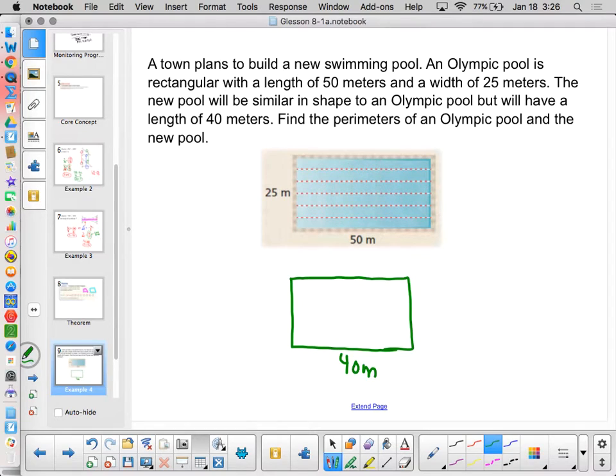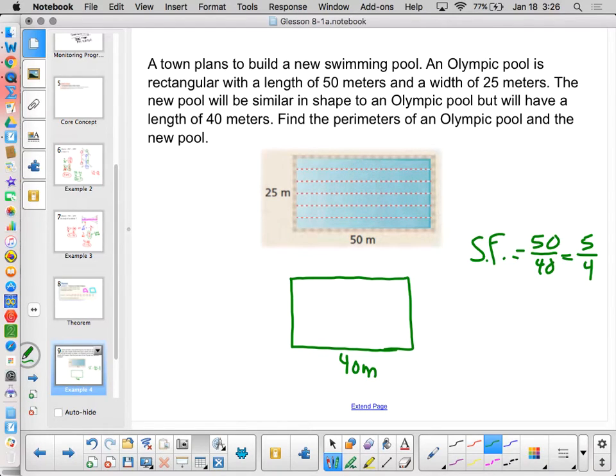So if it has a length of 40 meters, the scale factor is going to have to be 50 to 40, which of course reduces to 5 to 4. By the way, scale factor is never a mixed number. So it can be an improper fraction, but it's never a mixed number. So it says, what would be the ratio of the perimeters? Well, I could do this two ways.